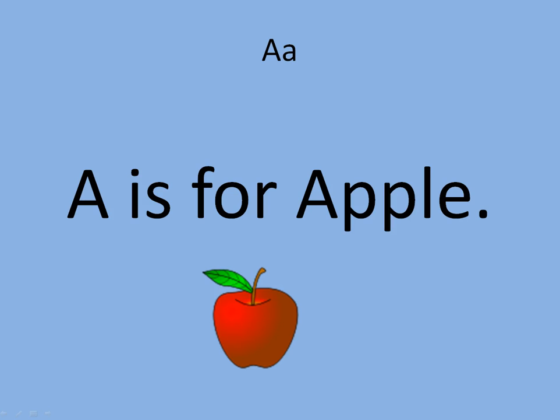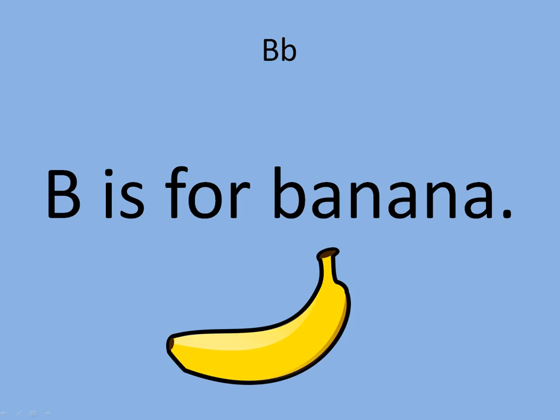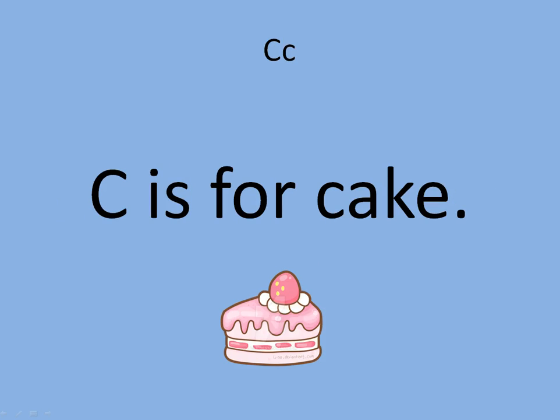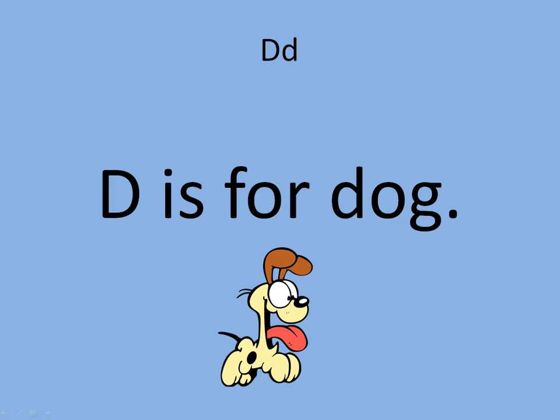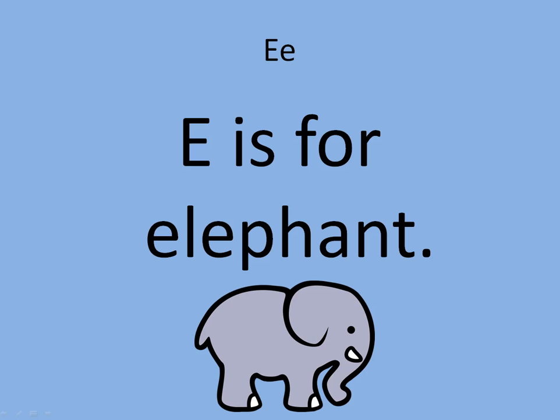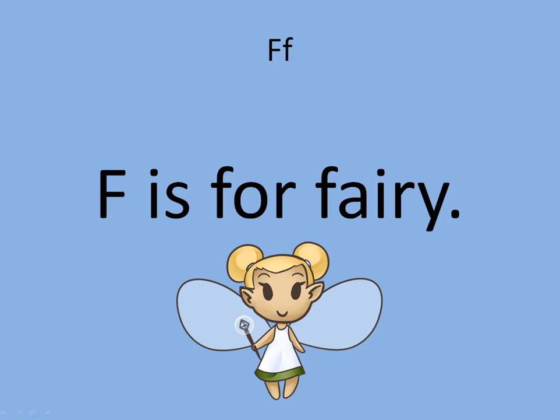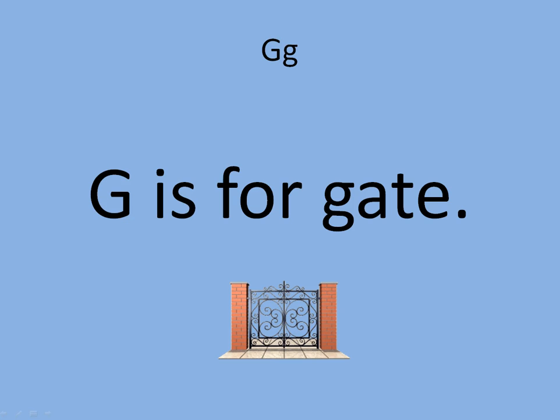A is for apple. B is for banana. C is for cake. D is for dog. E is for elephant. F is for fairy. G is for gate.